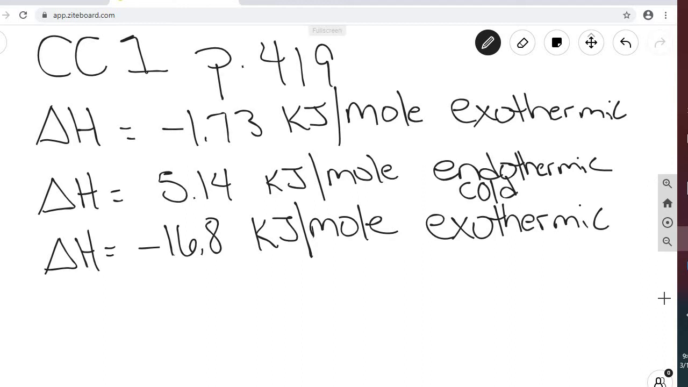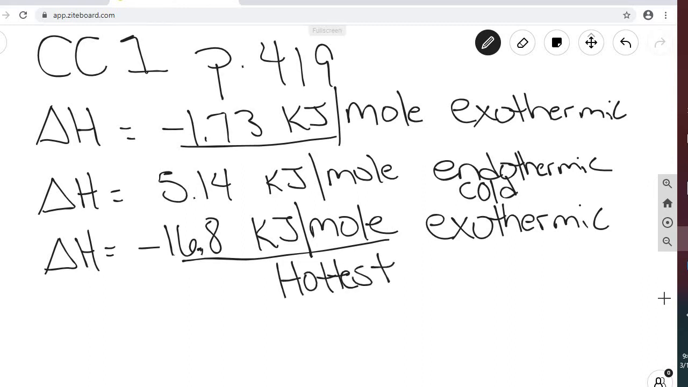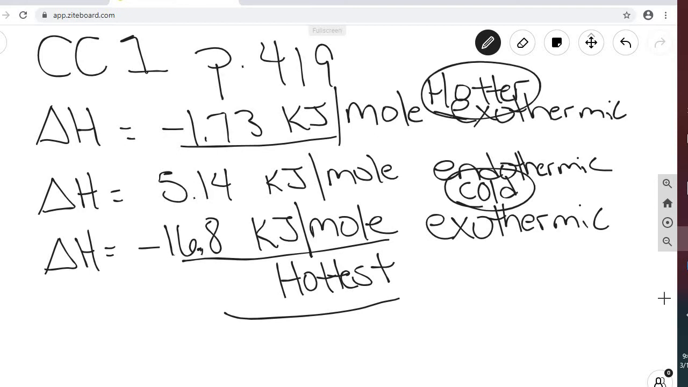The exothermic reactions will get hot, and so then we look at the energy associated with them, and because the energy associated with this is more than the energy associated with that, this one will be the hottest. This one will still get hot, but not as hot as this last one. Okay, so in terms of the order, the middle one would be cold. Both of these would be hot, so this would be hotter, but then this one would be the hottest.